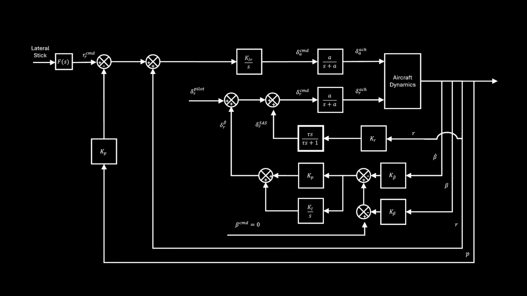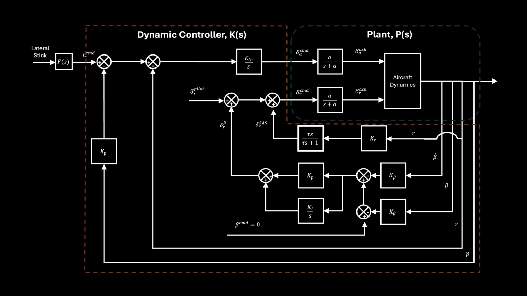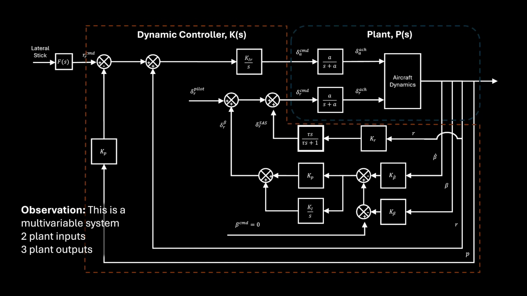Here is our closed-loop architecture. We can clearly distinguish between the plant and the dynamic controller. Notice the signal dimensions. The plant receives 2 control inputs and generates 4 distinct measurement outputs. Because these multiple channels interact simultaneously, we classify this as a multi-input, multi-output, or MIMO system.